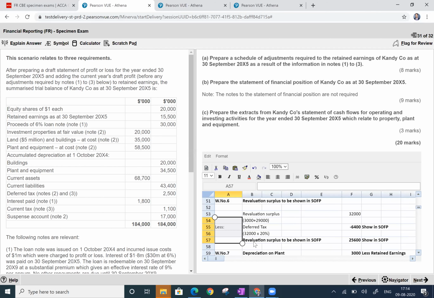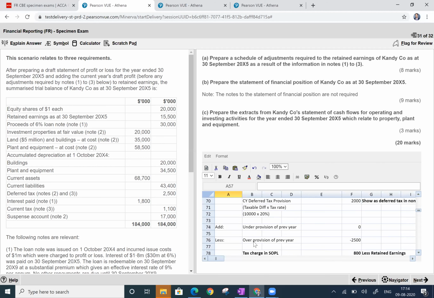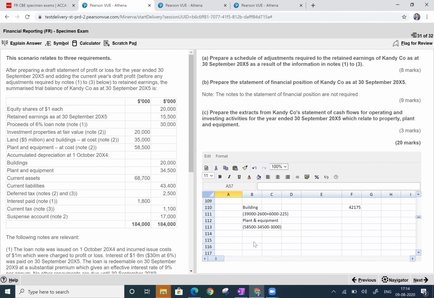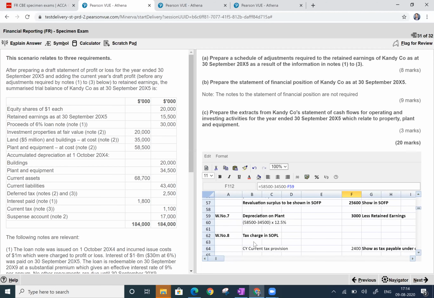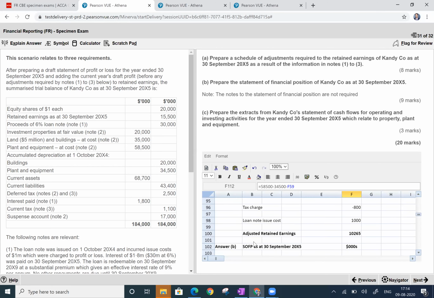So depreciation, F59. All this information is there, so you can simply write it. 58,500, it is from the question. Minus 34,500, also from the question. Minus F, I forgot, I think it was F59. Yes, F59. 21,000. So your total plant and equipment, this will be how much? Sum. Okay, I'm not summing up, no need. So plant and equipment is over.